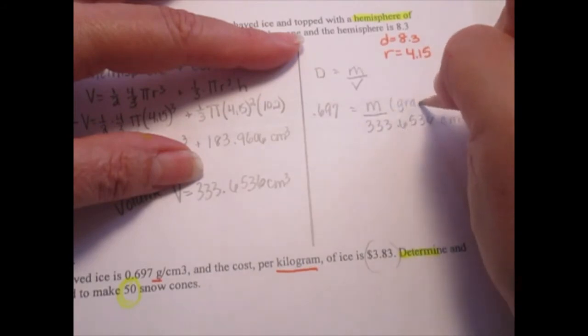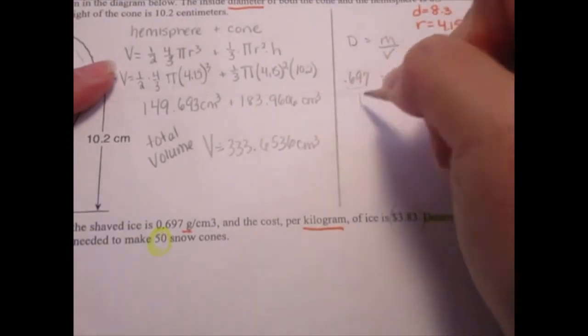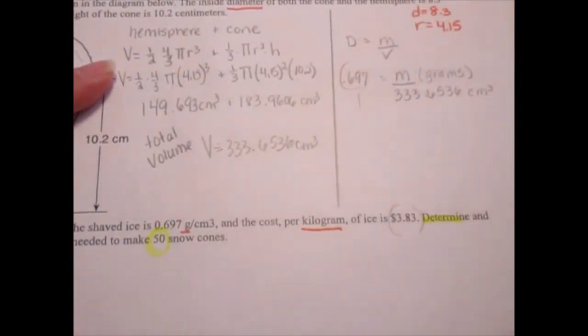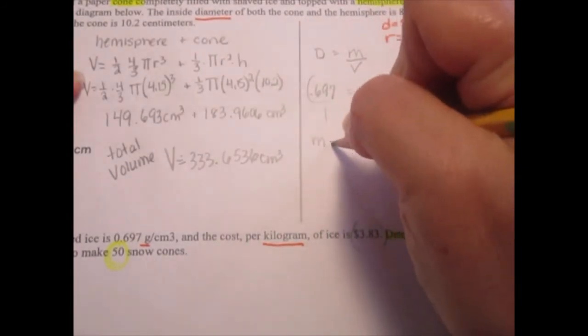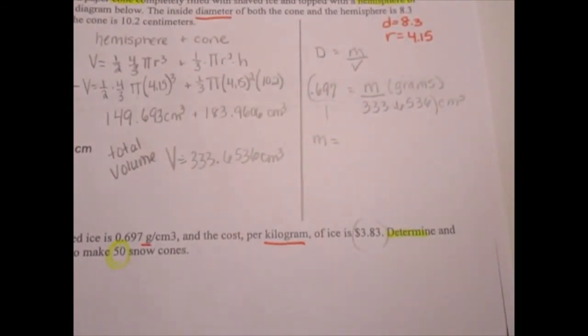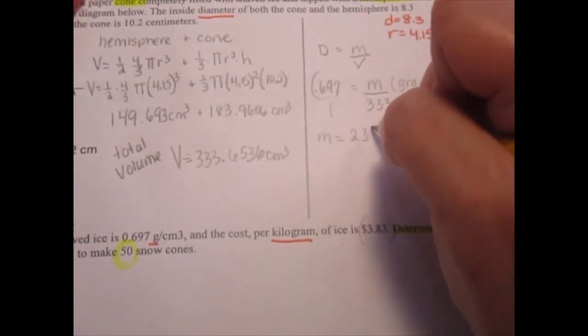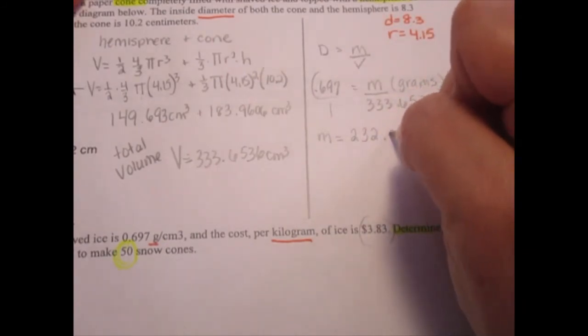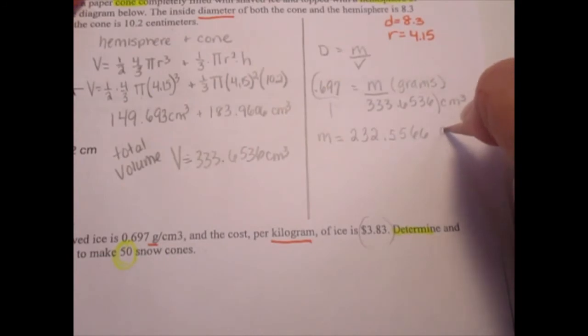must be in grams. Okay, so I'm going to set that up as a proportion, and I'm going to cross multiply, which means I'm multiplying that number times that number to get my mass. So into the calculator I go, 0.697 times 333.6536, and I'm going to get a mass of 232.5566, and remember that's your answer in grams.